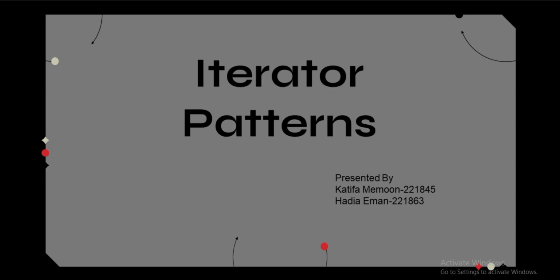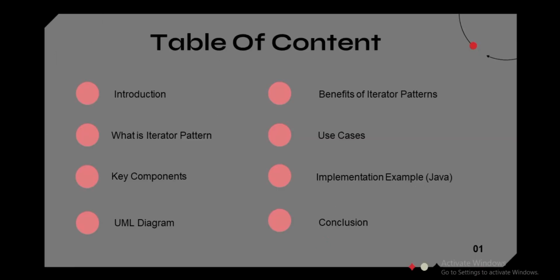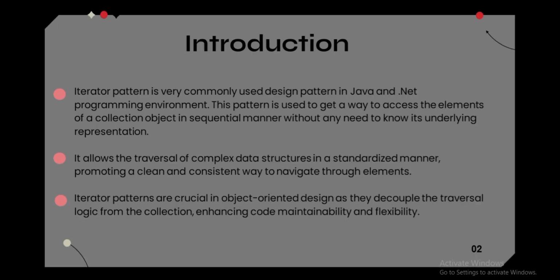Today we will be presenting the topic iterator patterns. To start with the introduction, the iterator pattern is implemented to provide a way to sequentially access elements of a collection like lists, arrays, or other data structures without needing to understand or reveal the underlying implementation of the collection. The abstraction allows users to interact with the collection through a common interface.